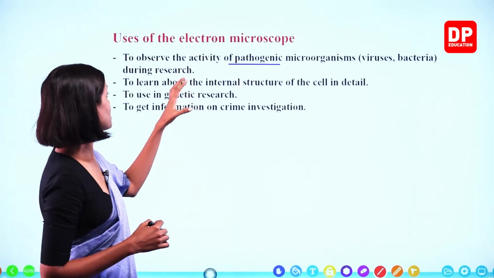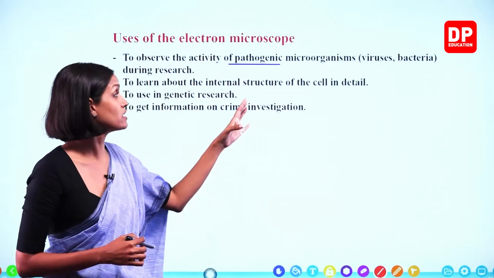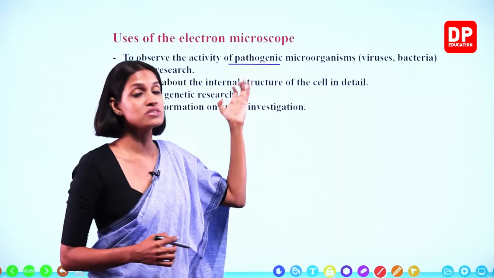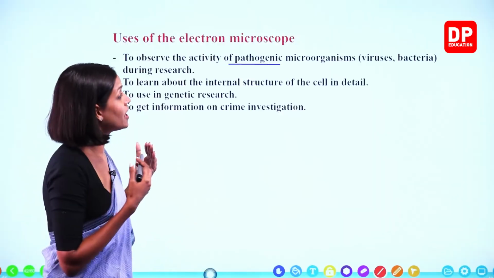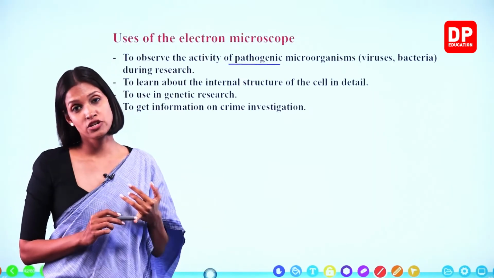So pathogenic microorganisms. To observe the activity of pathogenic or disease-causing microorganisms, especially viruses, because viruses cannot be observed under the compound light microscope, we have to get the help of the electron microscope.